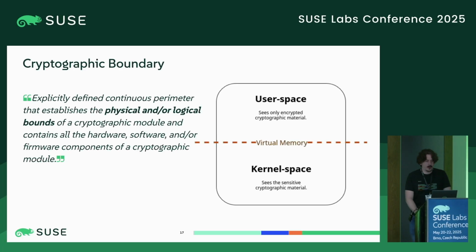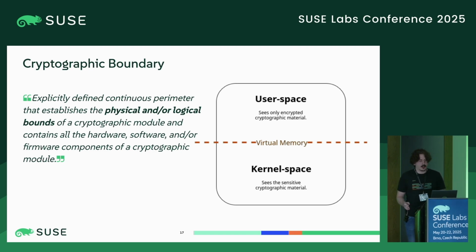And this brings us to our last few slides, which is the notion of a cryptographic boundary. So NIST defines the cryptographic boundary as an explicitly defined continuous perimeter that establishes the physical and/or logical bounds of a cryptographic module and contains all the hardware, software, and/or firmware components of a cryptographic module. So this basically means that, let's say in the case of a token, the cryptographic boundary will be a physical boundary. The keys are in the token. If they are not exportable, they will remain there forever.